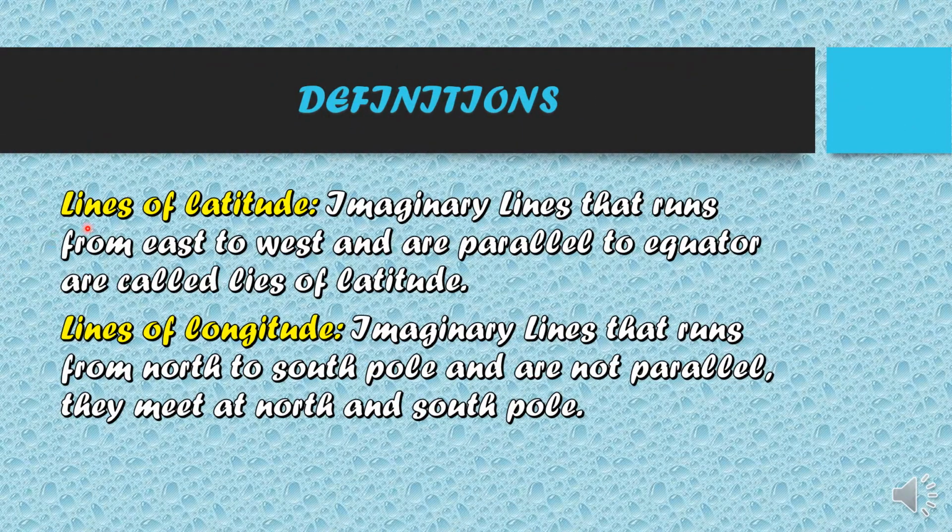Lines of latitude. Imaginary lines that run from east to west and are parallel to the equator are called lines of latitude. Lines of longitude. Imaginary lines that run from north to south pole and are not parallel to the equator. They meet at the north and south pole.